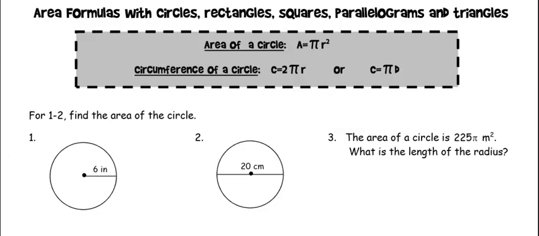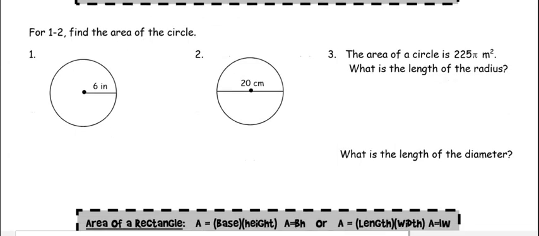The circumference of your circle is 2 pi r, or diameter times pi. You can use whichever one you prefer, just like we learned before. So if we look at the first example, I want to find the area of the circle. The area of our circle is pi r squared, r being the radius. So we have 6 squared, giving us 36 pi. The area of our circle is 36 pi.